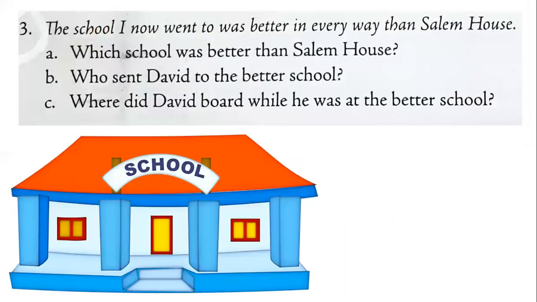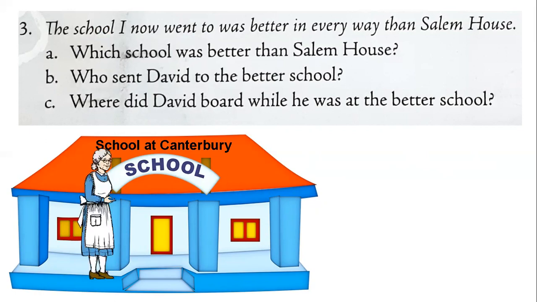Okay, the school I now went to was in every way better than Salem House. The first question, which school was better than Salem House? Who sent David to the better school? Where did David board while he was at the better school? I'm going to help you with cartoon strips again. So look carefully at the picture while I add things to it. That's the school at Canterbury. Who's standing there? Miss Betsy Trotwood and David.